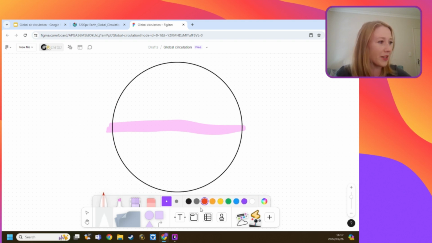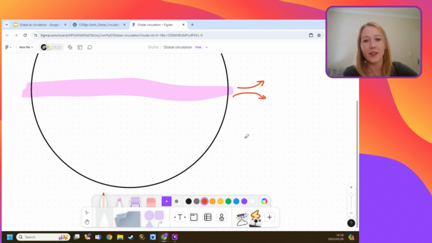And then let's grab the marker. I'm keeping it in red because it's supposed to be the warm air rising and moving away from the equator. So it's moving towards the poles. Okay, then it diverges, and because it's colder higher in the atmosphere and it's further away from its heat source, it will start to cool and sink back down. Diverging.